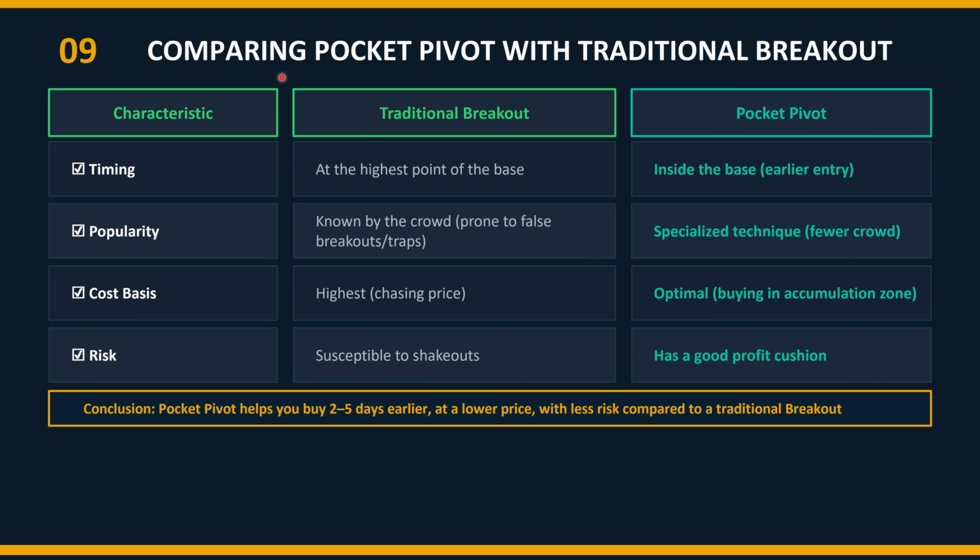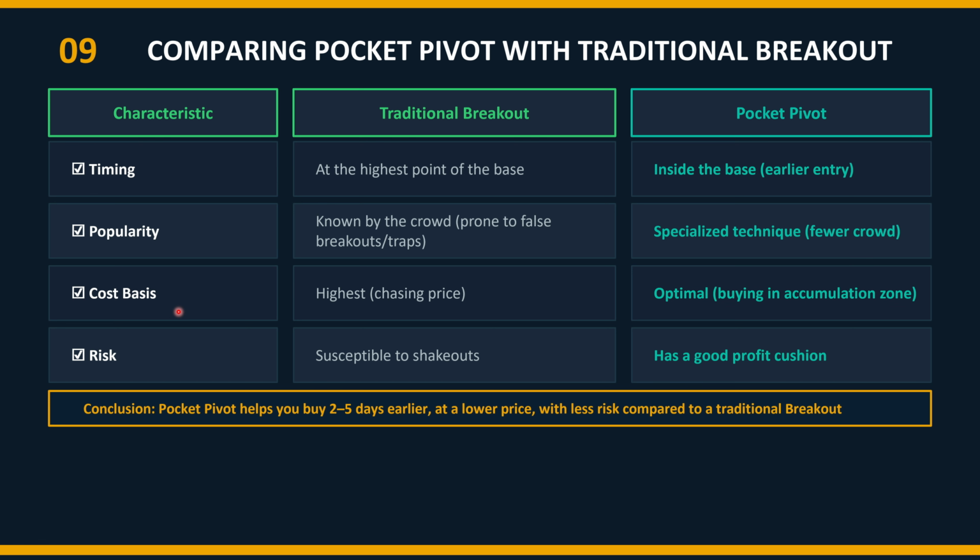Here is a summary comparing the core differences between the two methods to help you clearly see why pocket pivot is more effective in many situations. Timing. Traditional breakout buys at the highest point of the base. Pocket pivot buys within the base 2 to 5 days earlier. Awareness. Traditional breakout is known by the crowd, more prone to false breakouts. Pocket pivot is a more specialized technique known by fewer traders.